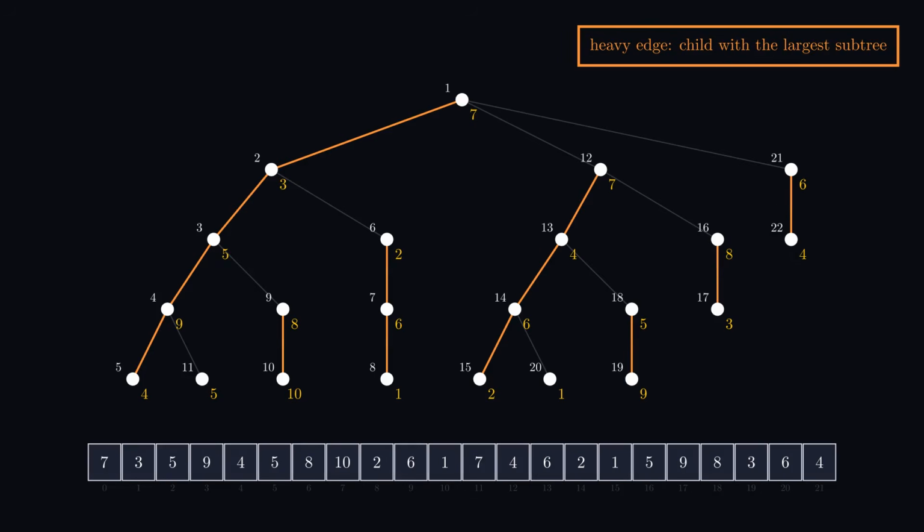Everything else is light. The heavy edges naturally link up into chains, since each node has exactly one heavy child. Our tree breaks into 9 of them. The spine, 1, 2, 3, 4, 5, is the longest. The rest are smaller side runs.